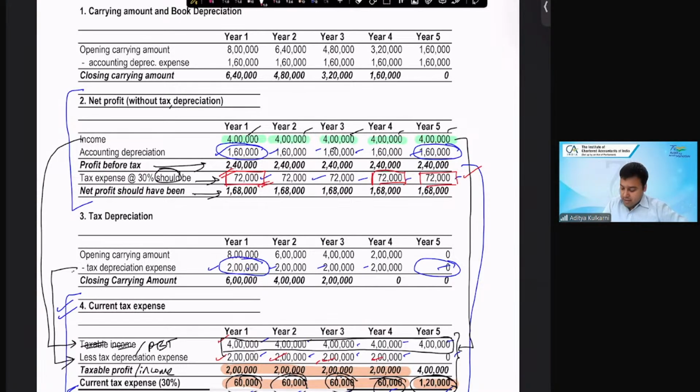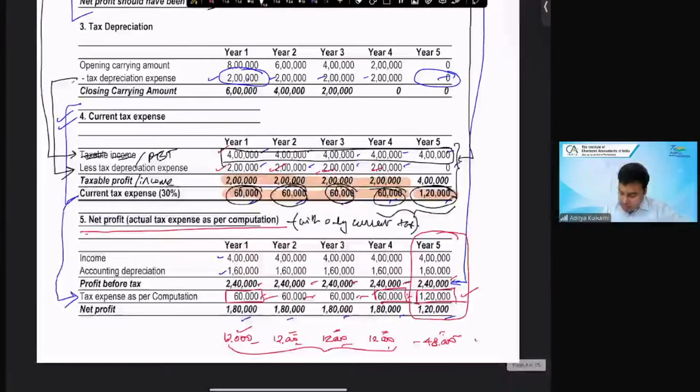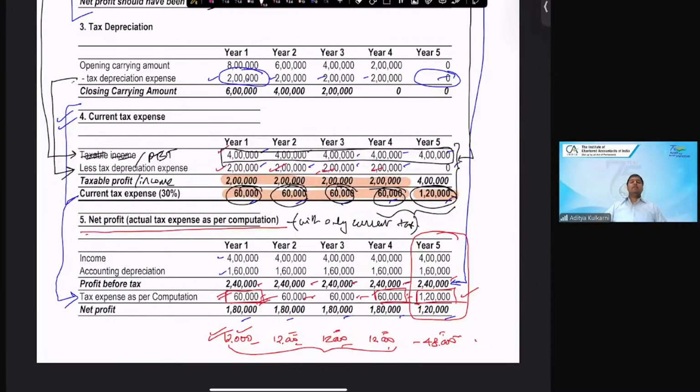But currently it is how much? It is only 60,000. Yes or no? Yes, sir. So therefore, you have an upside of 12,000 immediately. Yes or no? Yes, sir. Same way for years 2, 3 and 4.